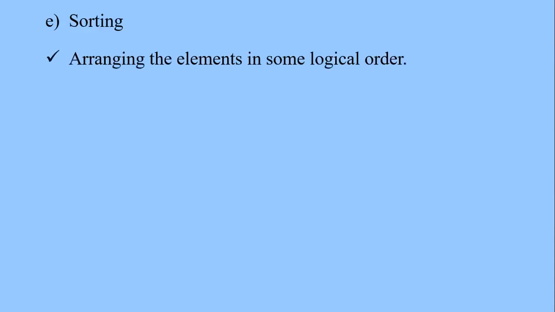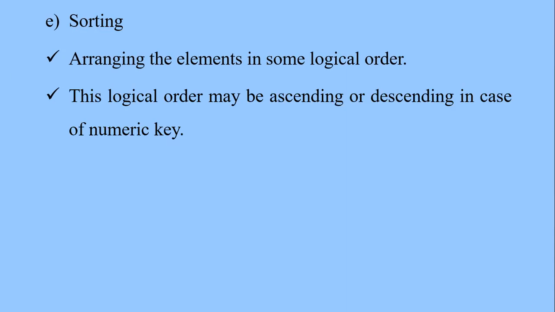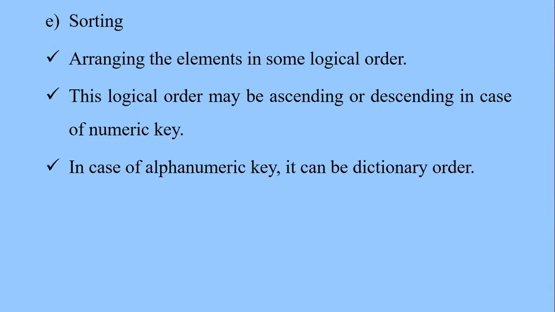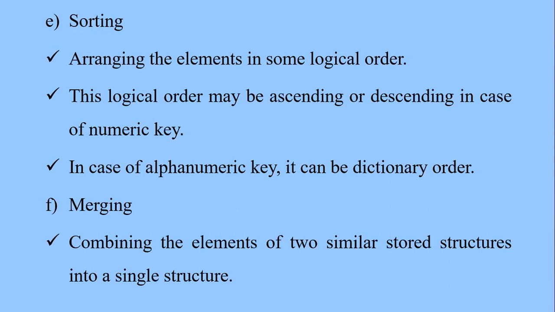Number five is sorting. This is arranging the elements in some logical order. This logical order may either be in ascending or descending order in the case of numeric key. In the case of alphanumeric key, it can be dictionary order. Number six is merging. This is combining the elements of two similar stored structures into a single structure.